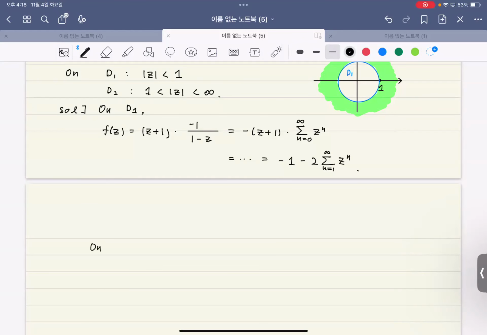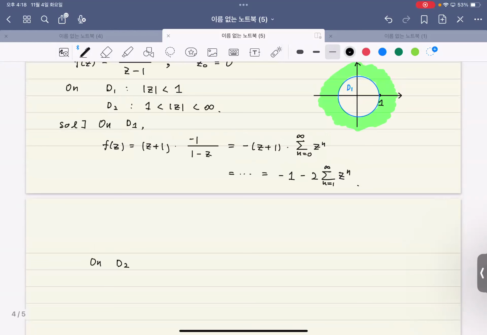What about the second analogous domain D2? Okay, I will try to find this second analysis. I'll also try to make use of the geometric series. First of all, you have to realize that this guy is less than 1 if and only if the modulus of z is greater than 1.